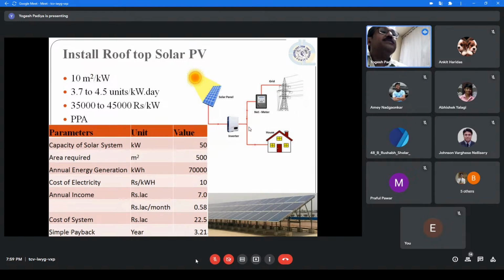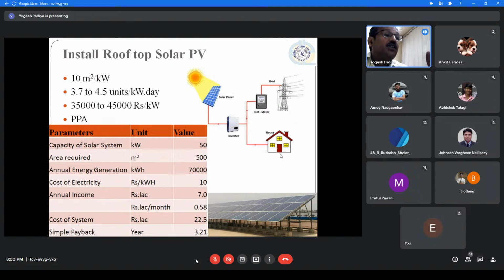Then the excess power will be fed to the grid. That is called the net metering system. Suppose you have consumed 1,000 units in a month, and you say, boss, I have consumed 1,000 units, but I have given you 500 units. So MSEB will say okay, the 500 units which you have given to me, I will reduce from your bill and I will charge you only for 500 units.